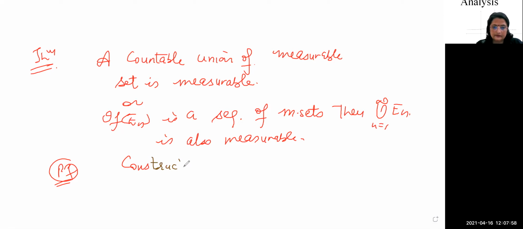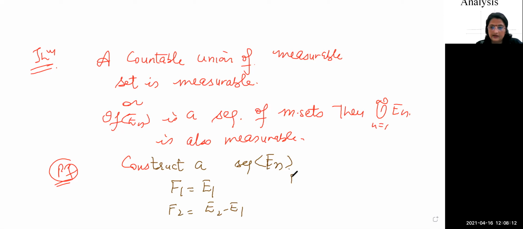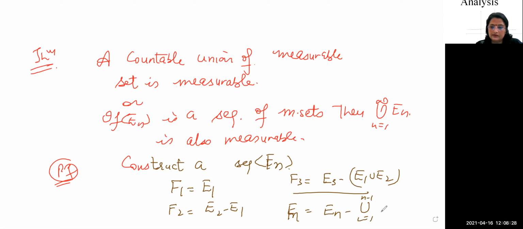Construct a sequence Fn. What is Fn? F1 is equal to E1. F2 is equal to E2 minus E1. What is F3? F3 is equal to E3 minus E1 union E2. So now we will generalize. What is Fn? Fn is equal to En minus union i running from 1 to n minus 1 of ei. So first of all, we will construct a sequence.